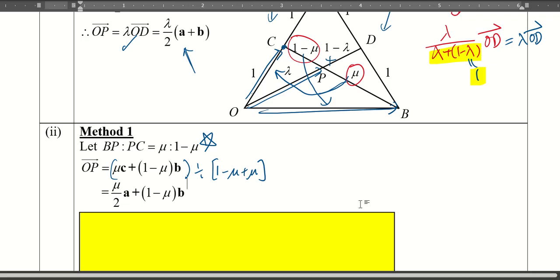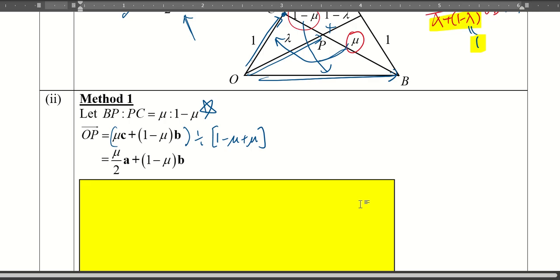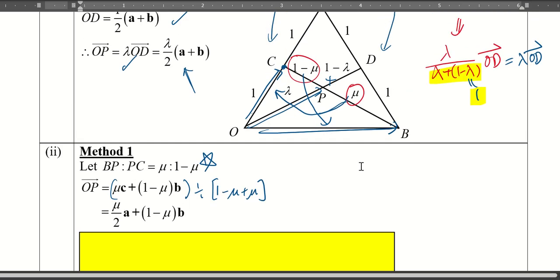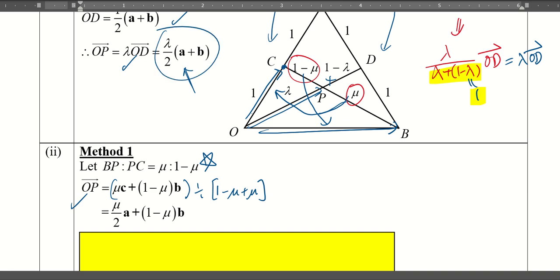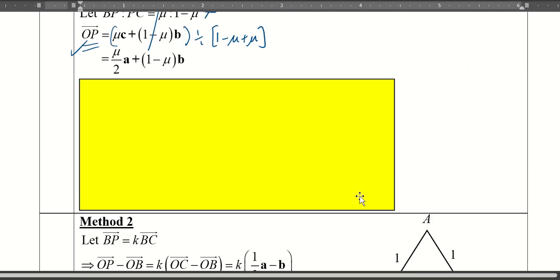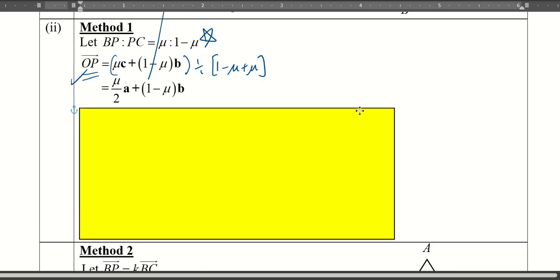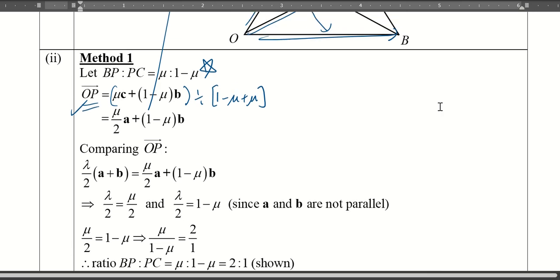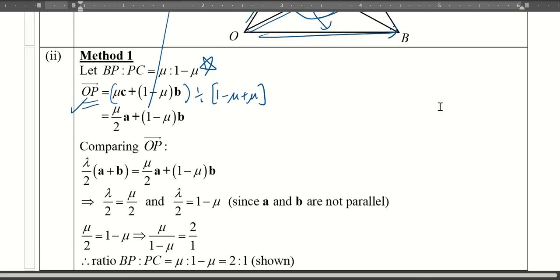Alright, okay, so what we have done here is to find another expression for vector OP in terms of mu. Earlier on, we had one expression in terms of lambda. Since both of them are talking about vector OP, they must be equal to each other. So that's what I will use next to solve for mu. Equating the two, comparing OP, OP is both this expression and this one.